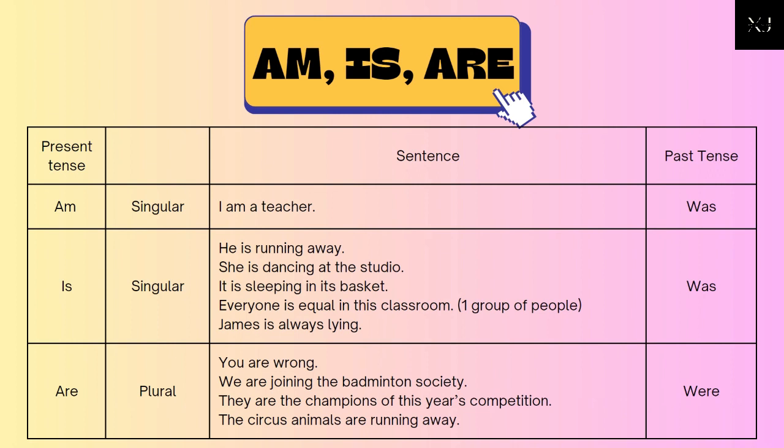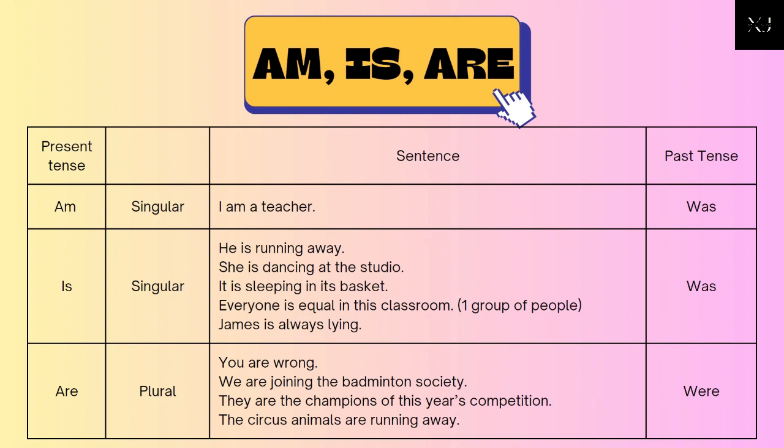I am a girl. Okay, we don't say "I is," and we definitely don't say "I are." Okay, "is" again is singular. We use it for he, she, it, one person: he is running away, she is dancing, it is sleeping. And also for one group of people, everyone is equal. Everyone, yes, there's more than one person, but we consider it as one group of people. That's why we use "is," one group, okay?